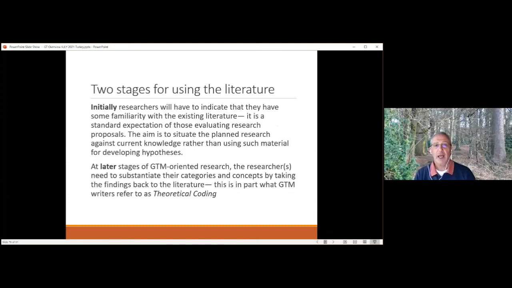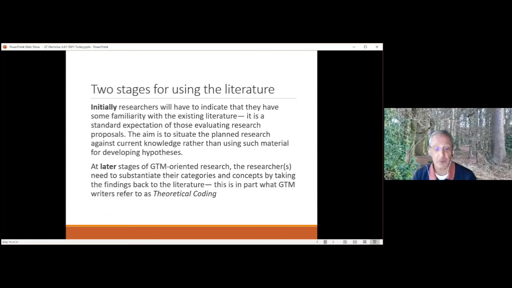Okay. And so you then end up with two stages for using literature in grounded theory. Initially, you're saying, here's the context I'm doing my research in. Here's the sort of work that's been done already. Here's how I think my ideas may work, but they may take me in a different direction. Okay. Once you've done your research, you then go back to that literature, or you may go to a different literature to say, this is my model. How does it fit or not, or challenge existing research?